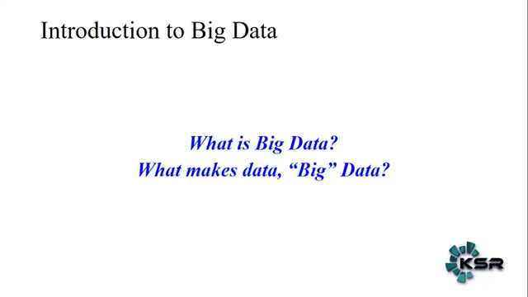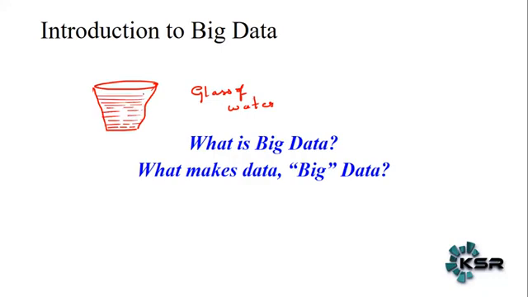Okay, let me give you a simple example. Try to understand this. If you understand this, big data is as simple as that. Okay, listen carefully. There is a glass of water. Very bad in drawing. The capacity of this glass is 250 ml.